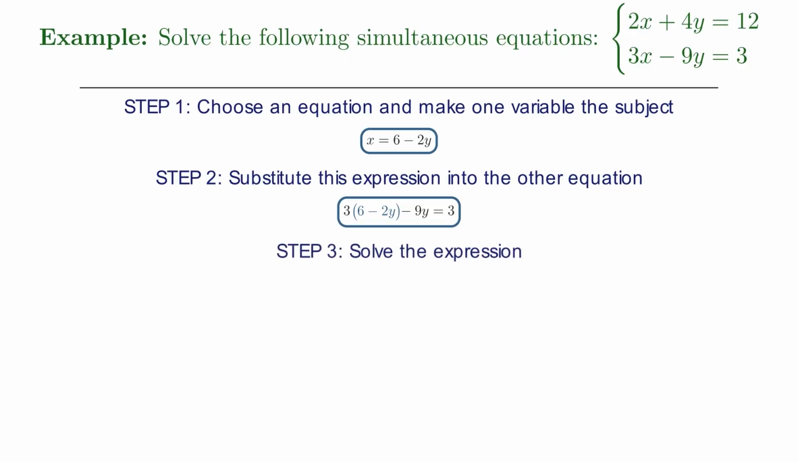So I start by expanding the brackets. 3 times the 6 is 18. 3 times minus 2y is minus 6y. And then I have minus 9y equals 3.